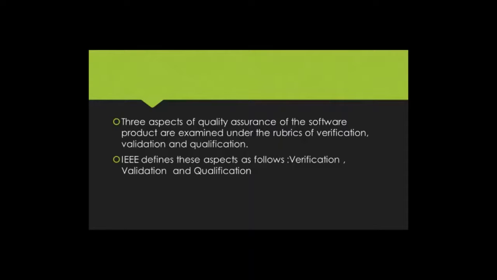Verification: the process of evaluating a system or component to determine whether the products of a given development phase satisfy the conditions imposed at the start of that phase. Validation: the process of evaluating a system or component during or at the end of the development process to determine whether it satisfies specified requirements. Qualification: the process used to determine whether a system or component is suitable for operational use.